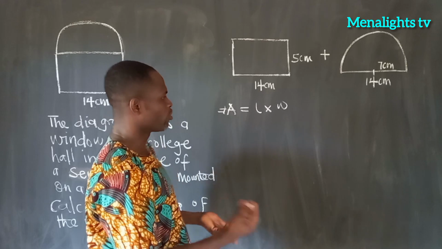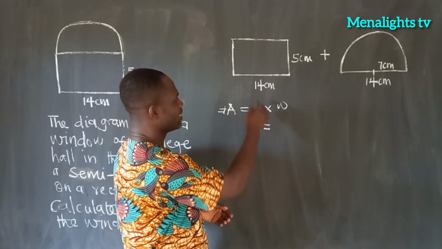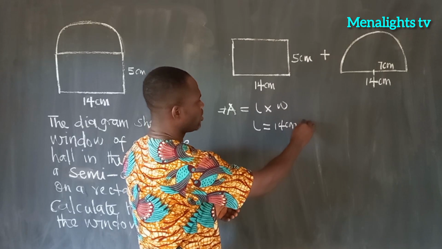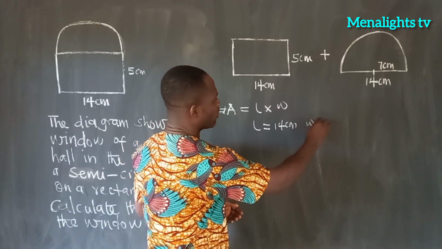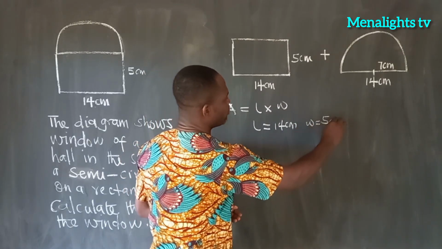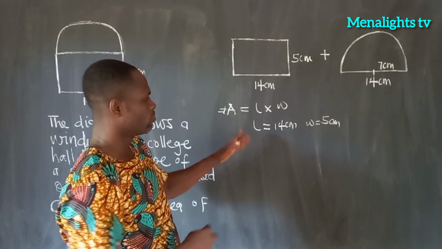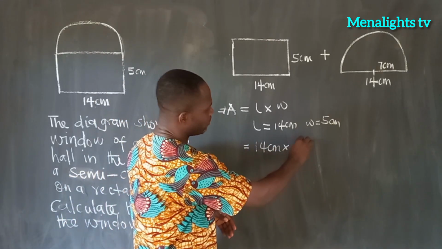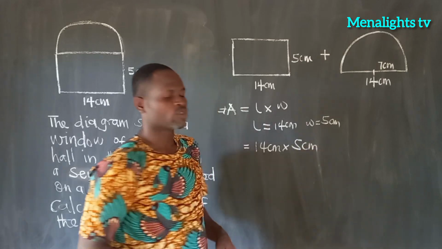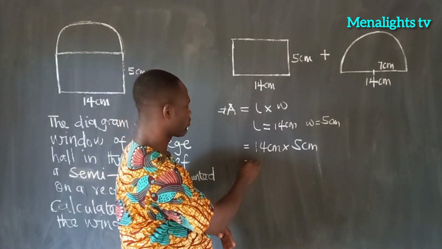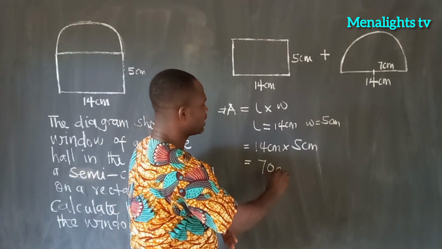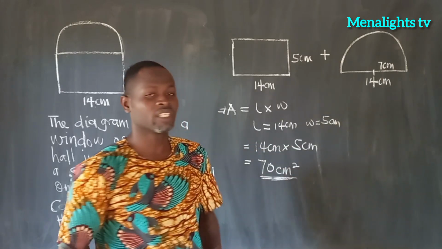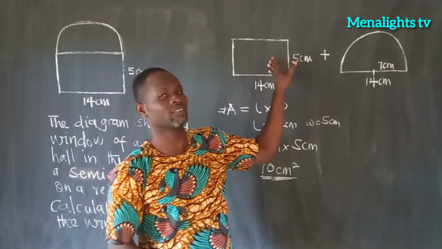The width. So from the question, our length here is the 14 centimeters that we have, and our width or breadth is 5 centimeters. So there we have 14 centimeters times 5 centimeters. 14 times 5 will give us 70 centimeters squared. So this 70 centimeters squared is the area of the rectangle that we have.